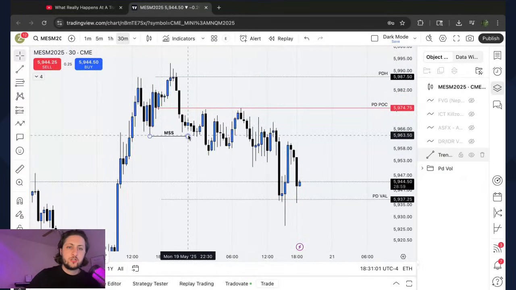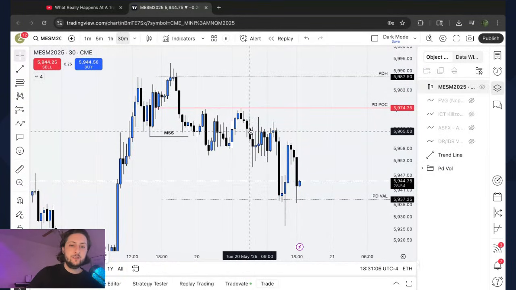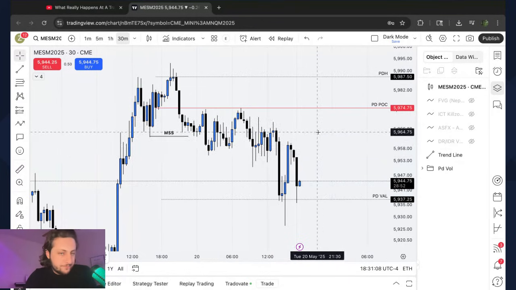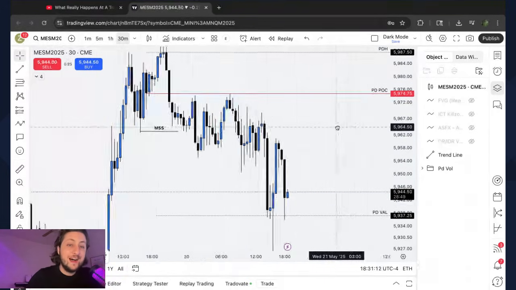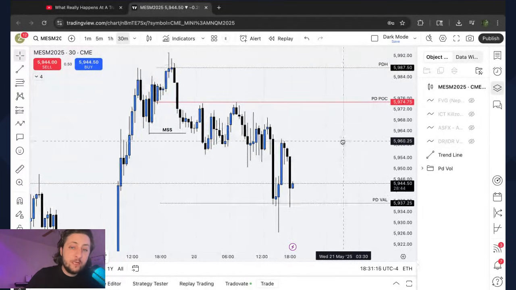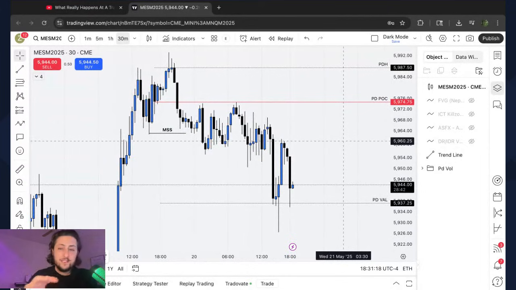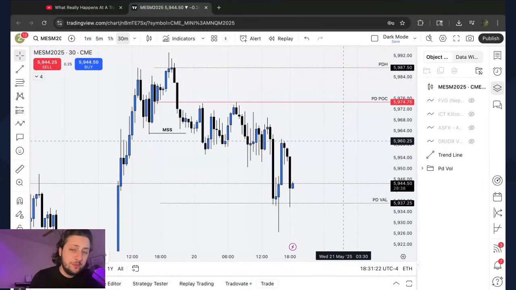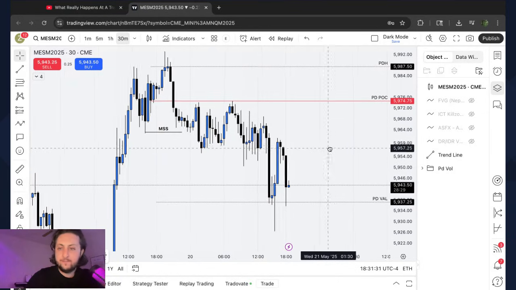So we get the market structure shift after sweeping liquidity, previous day's high, and then we continue to consolidate. Now, coming into the New York session, there's a couple of things that I paid attention to that made me have a very strong bearish bias. Now, today was not a very easy day to trade, all things considered. It was incredibly choppy, but the draw on liquidity was still clear, and we were able to execute and analyze off the correct draw on liquidity.